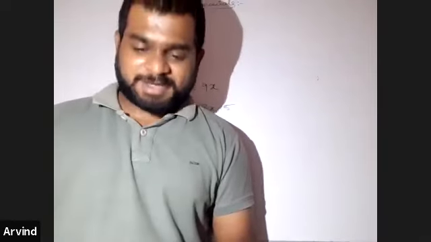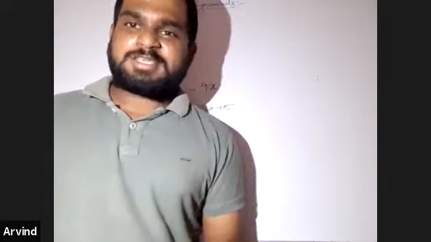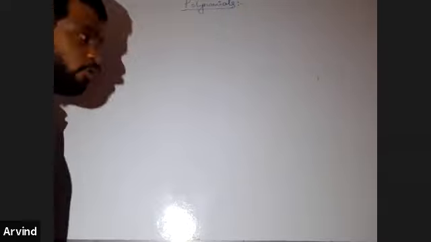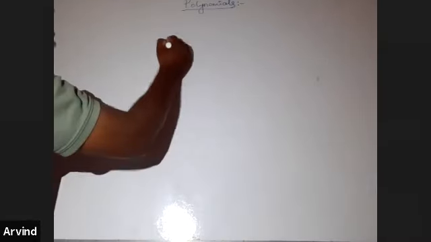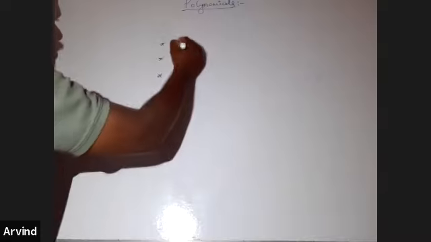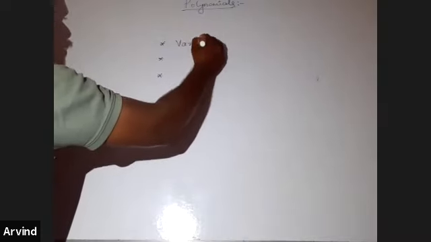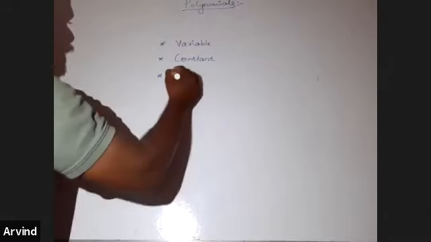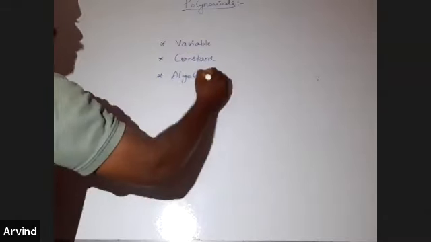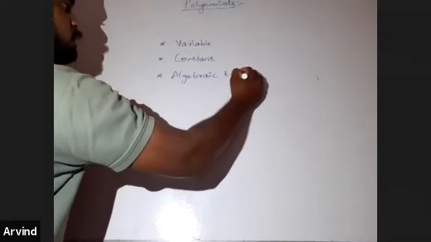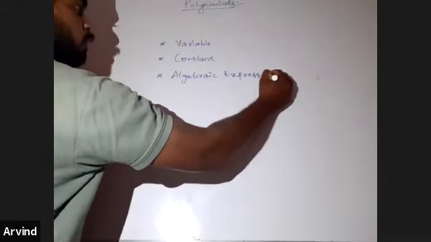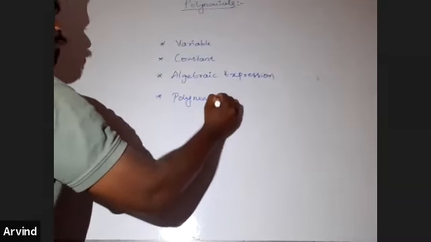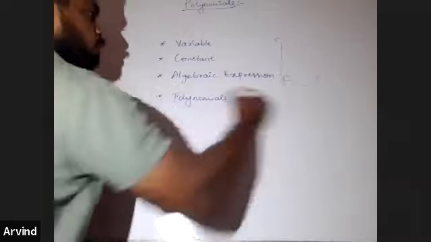Even when I was in my lower classes, I also learned it the same way. But the actual thing is something else. Let's learn it. Before that, I want you guys to know certain things: variable, constant, and algebraic expression. I want you to know all this meaning so that it will be easy for me to get into polynomials. So these are the 4 things that we're going to look at in a short time.